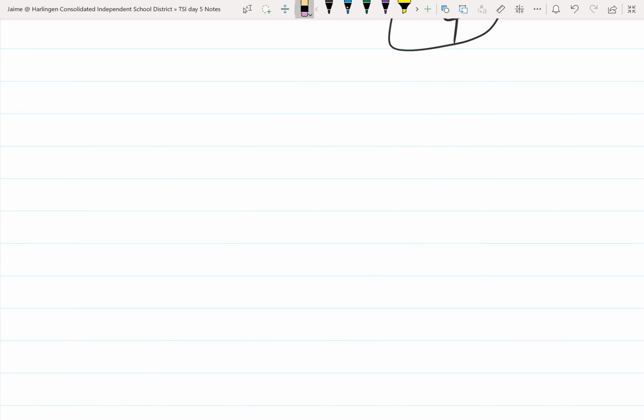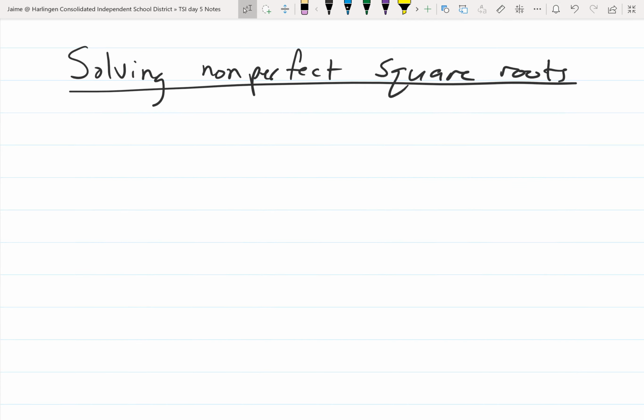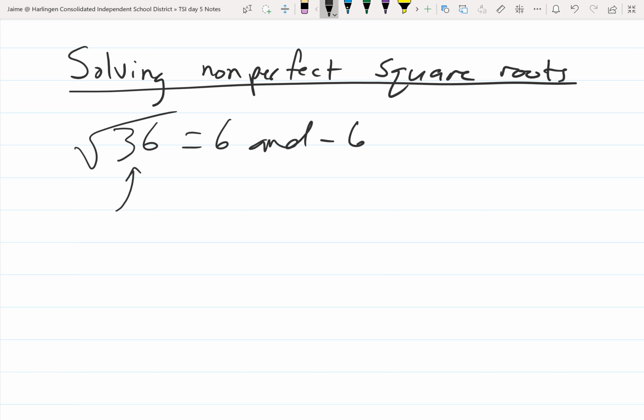The next part here is solving radicals or non-perfect square roots. Solving non-perfect square roots. Now, what do I mean non-perfect? The square root of 36, that's just 6 and negative 6. This is a perfect square root. There's no decimal. It's perfect.